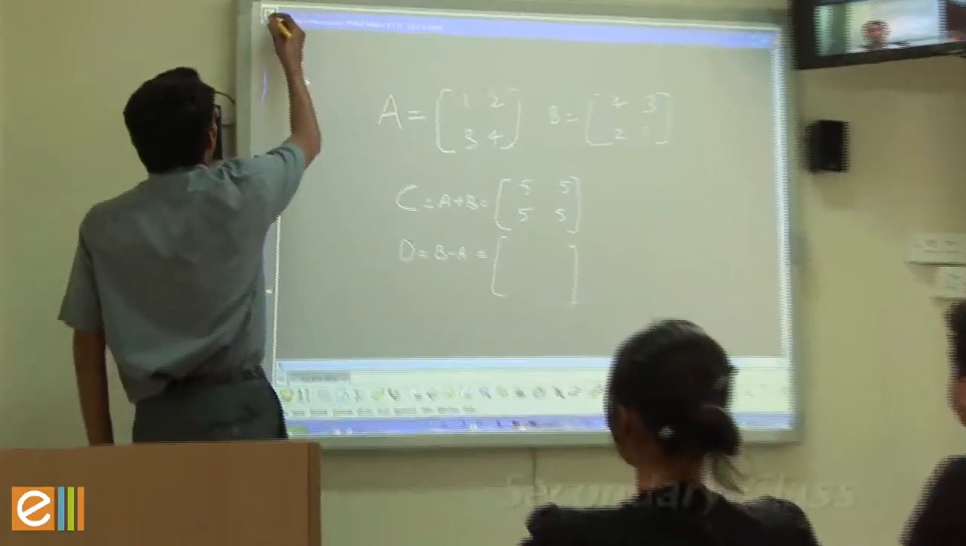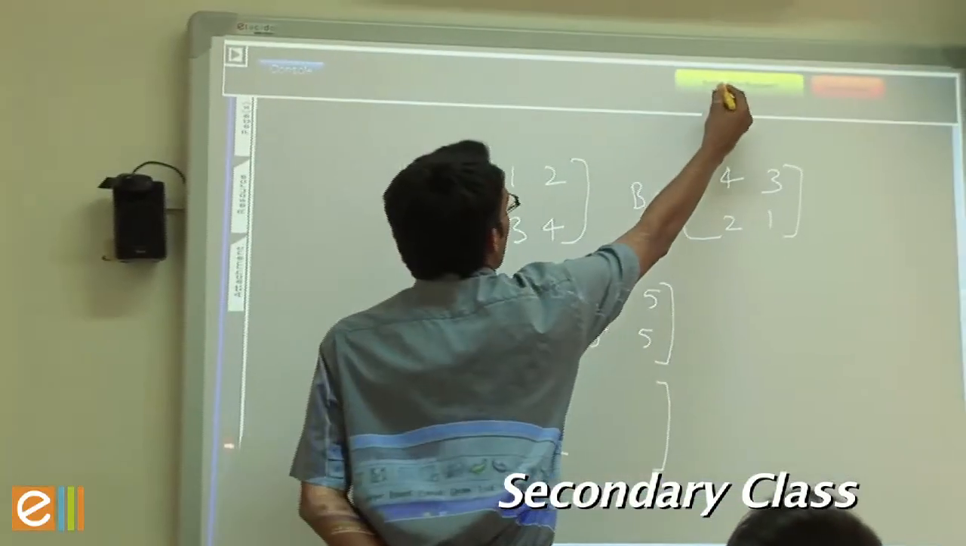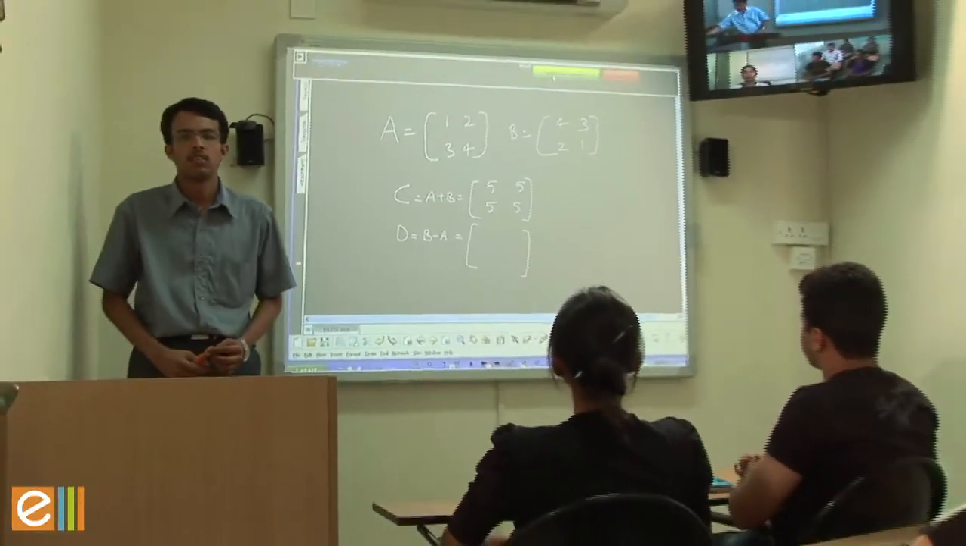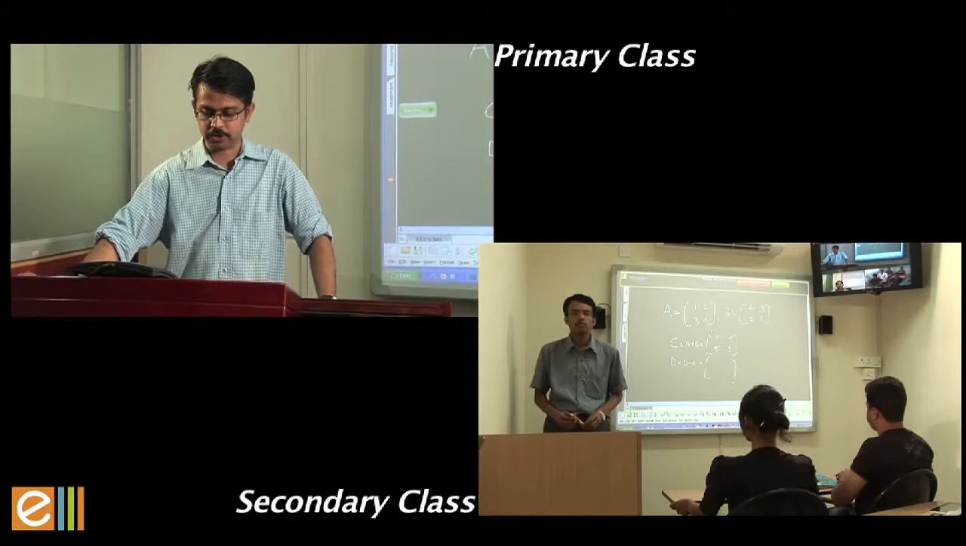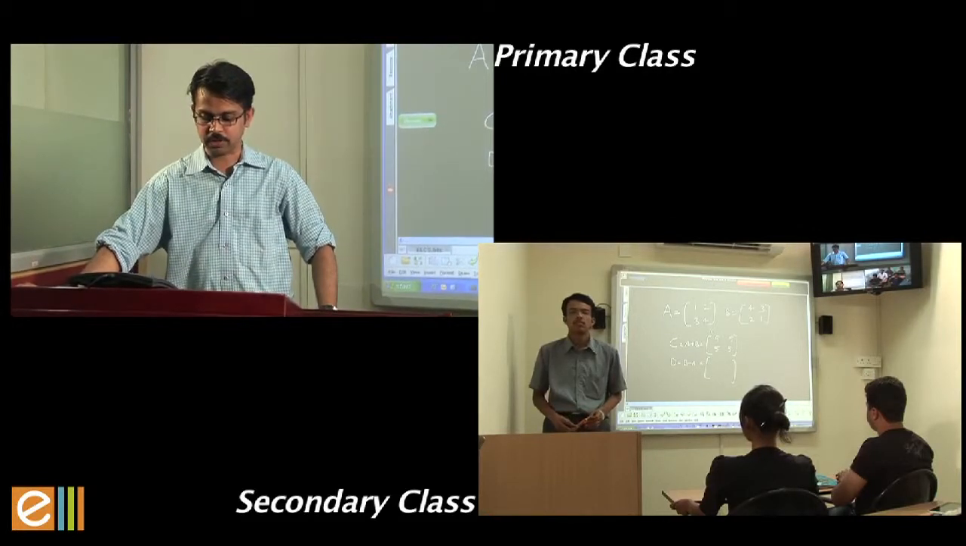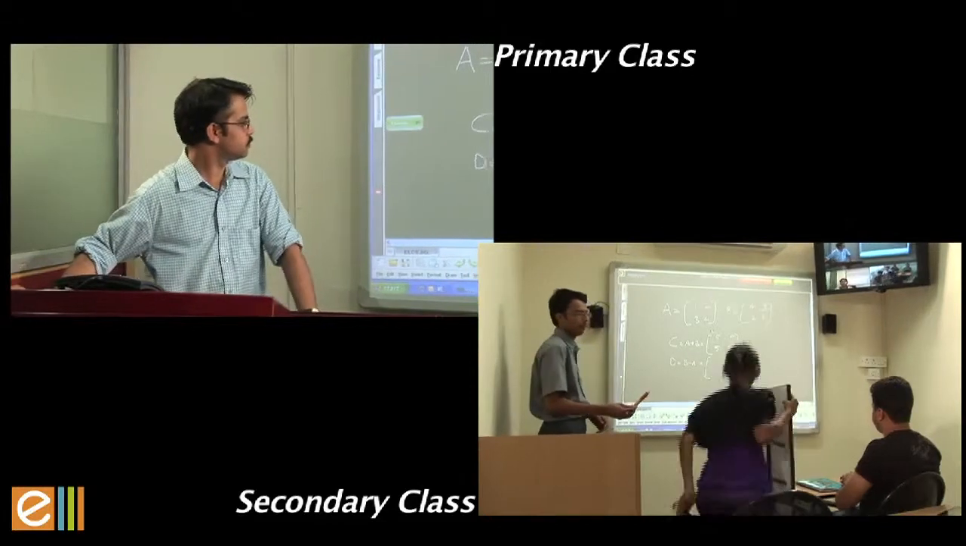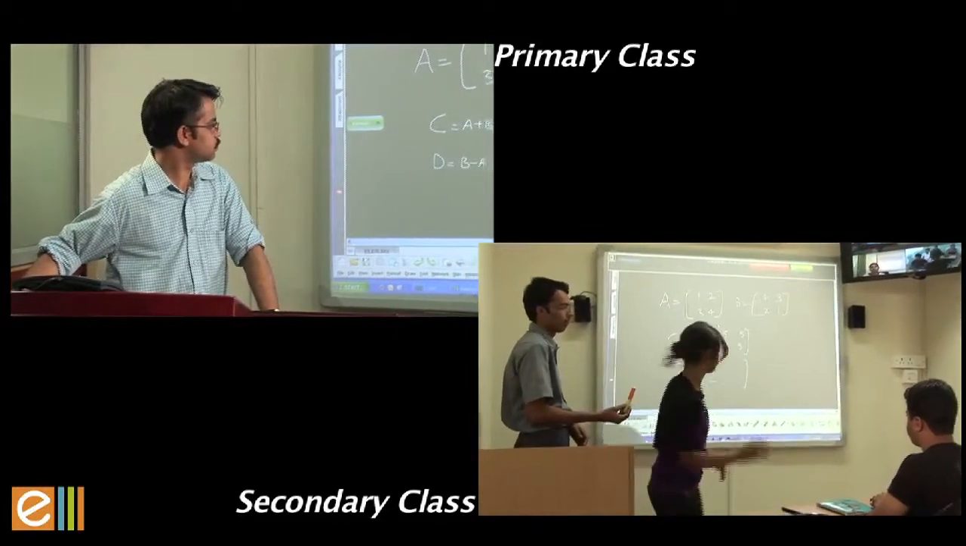The student in the secondary class will be able to annotate on the board only when they are granted permission by the teacher. Okay, now that I have allowed you to write on the board, can I ask Supriya to come and write on the board and solve the problem? When granted control, the student is able to annotate on the board.